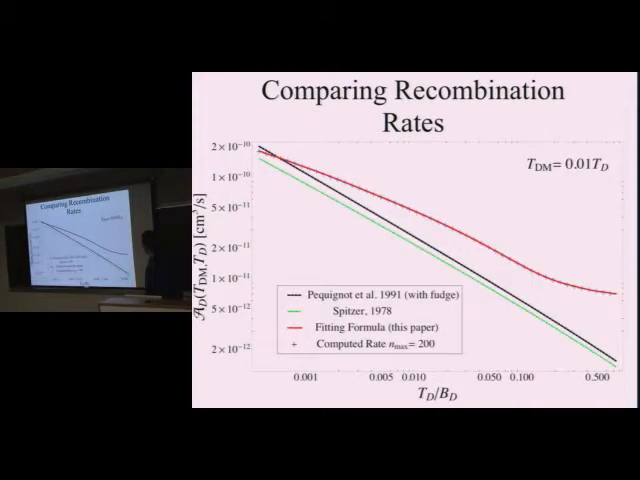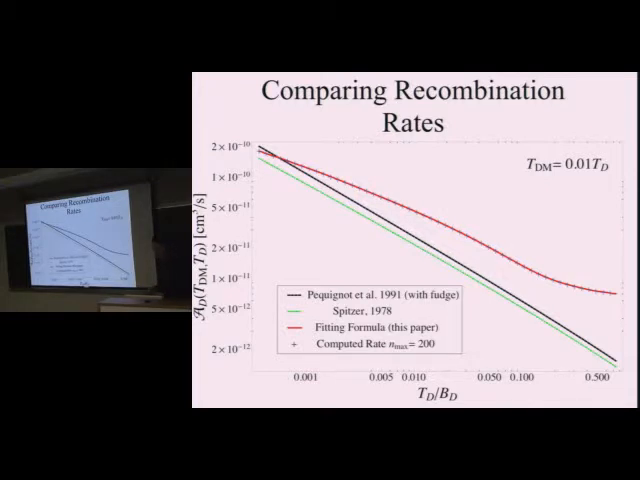Now, if the thermal decoupling happens before recombination, then the temperature difference between the radiation and the dark matter becomes important, and then the usual approach can fail. Then it becomes important to actually calculate these rates exactly. And this is what we do, so we can capture all the spontaneous and stimulated recombination accurately. And so all these rates are basically under control.